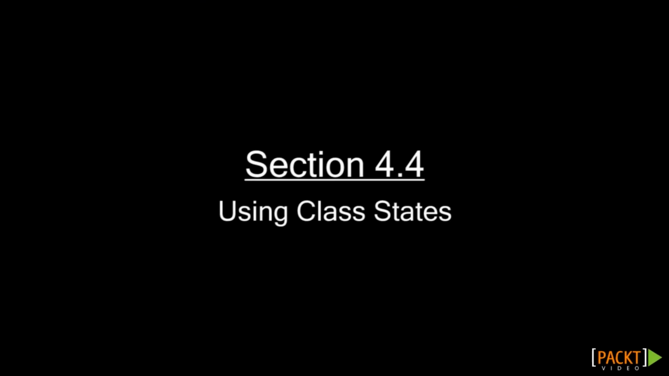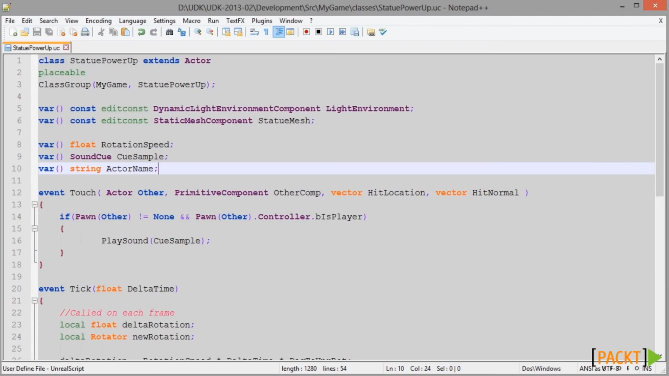Okay, so let's assume now we've got our power-up object, but when the player collects the object and walks through it, we want it to stop spinning. We have it spinning beforehand, but when the player collects it, we want it to stop. Now, when you think about the power-up in this way, you can see that it exists in two different states. It is in a spinning state before the player collects it, and once we've collected it, it stops spinning.